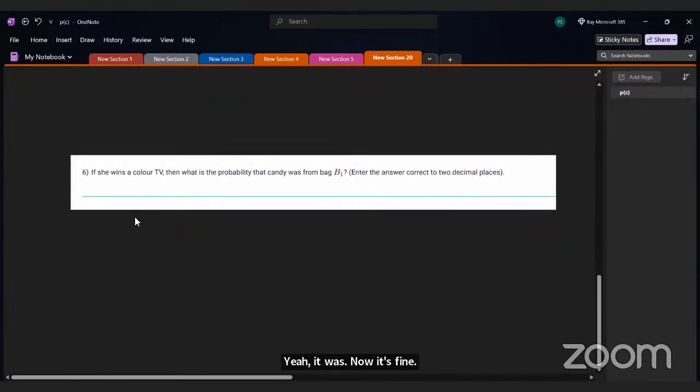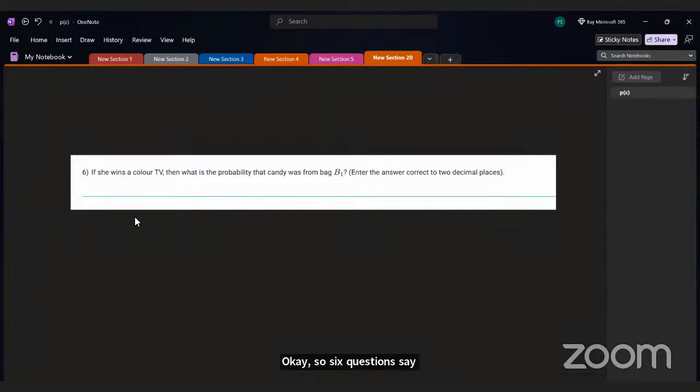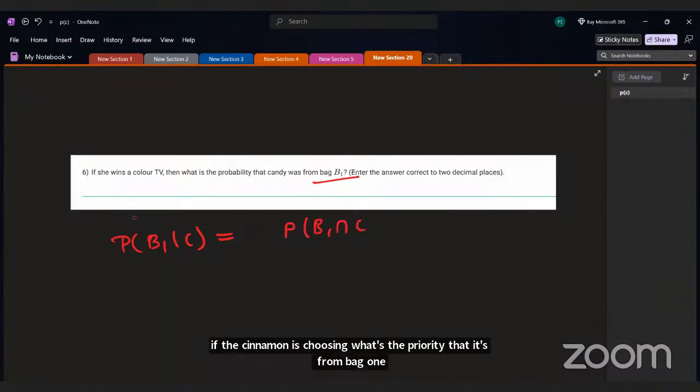Okay, so the sixth question says, if she wins a TV, what is the probability that the candy was from bag one? Can anyone suggest what formula we are going to use here? Sir, Bayes rule. Yeah, we are using Bayes rule here. We have to calculate that if the cinnamon is chosen, what's the probability that it's from bag one?